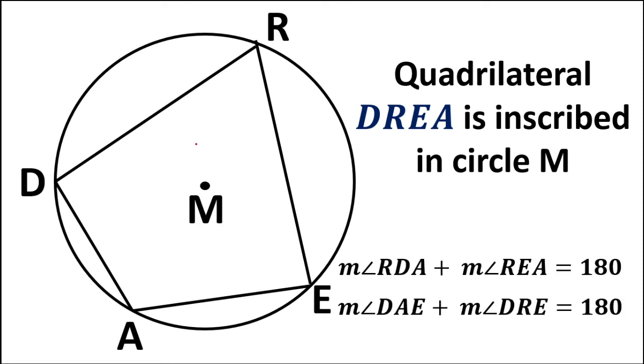Therefore, sabi niya, ito, tsaka ito, pag sila ay supplementary. Pag inadd mo, dapat 180 sila. Ganon din yung dito. Ito, dalawa. Itong side na ito, itong angle na ito, tsaka yung angle dito, ay supplementary.